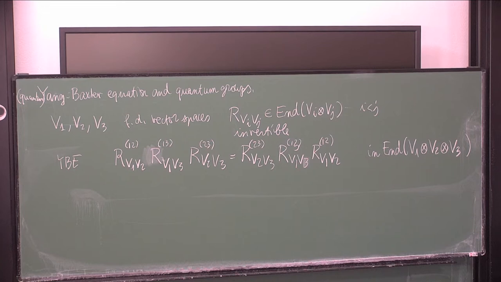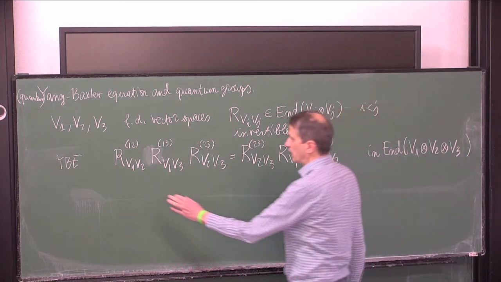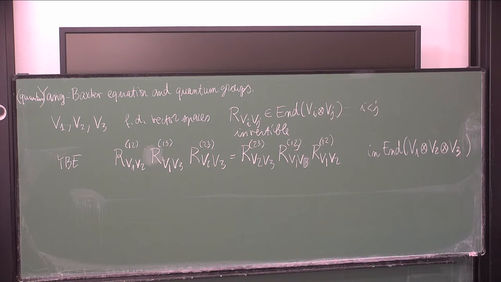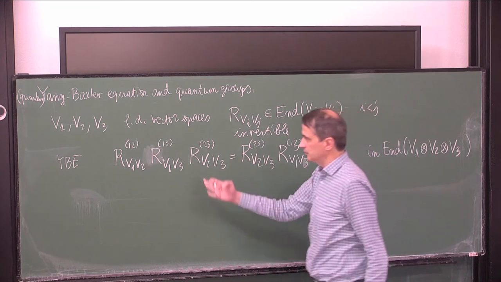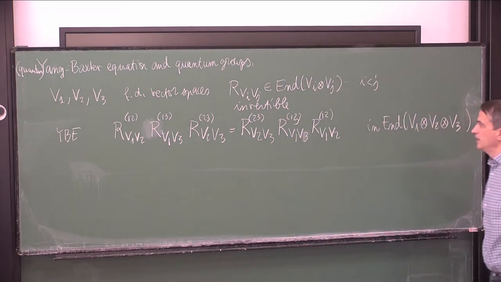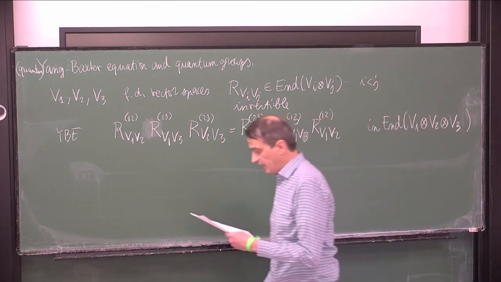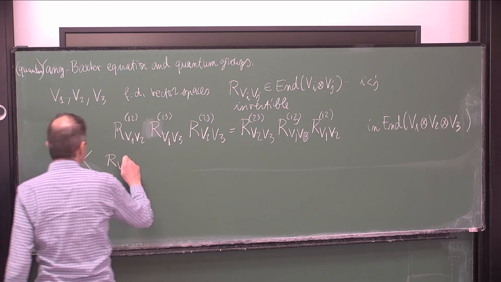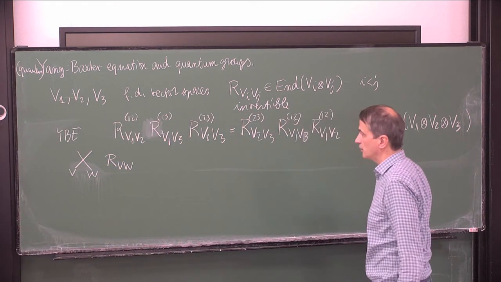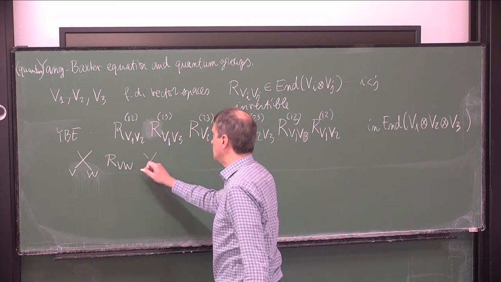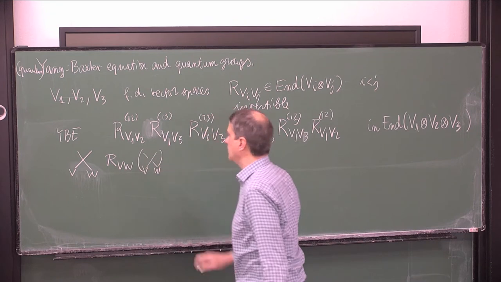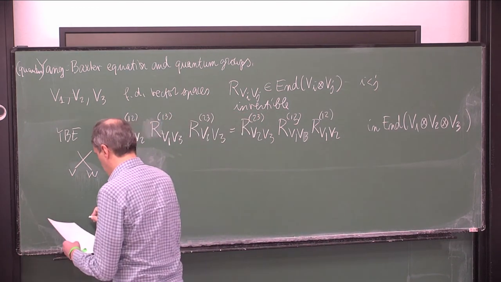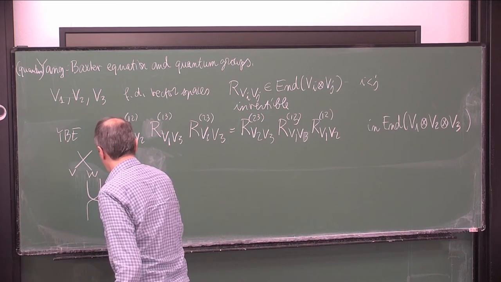And these matrices act on the corresponding factors, the only way they can act. For instance, R_{V1,V2} will act on the first two factors and as the identity on the third factor. So this is the Yang-Baxter equation for matrices. At the moment it is a little strange equation, but one way to understand it is to do the drawing. If you have two vector spaces, you represent matrices with such a crossing. And then there is a famous picture for this equation, which is something like this.